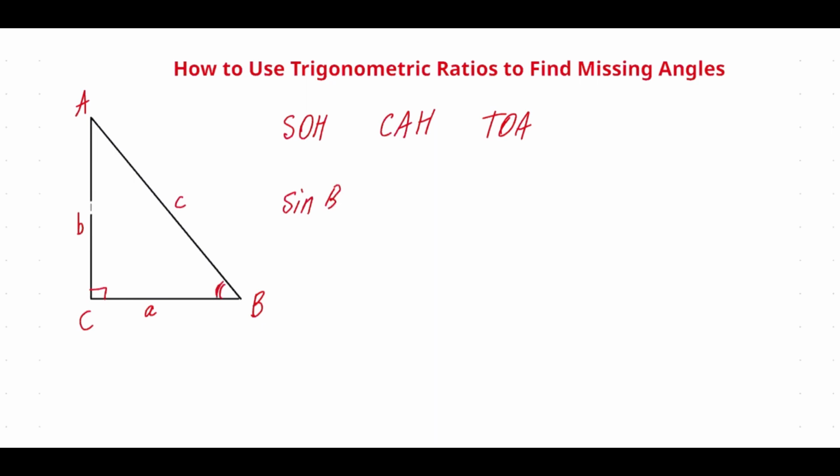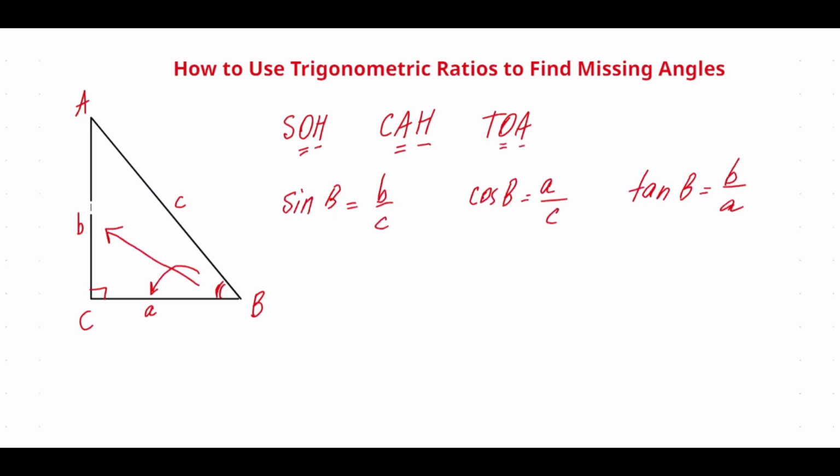We can pick any of the angles in this triangle, so we're going to work with sine of B. According to the mnemonic, it's a ratio of opposite leg over hypotenuse. Cosine of angle B is the ratio of adjacent leg over hypotenuse, and the adjacent leg here is A, the hypotenuse is C. And tangent of angle B is the ratio of opposite leg over adjacent leg, so B over A.